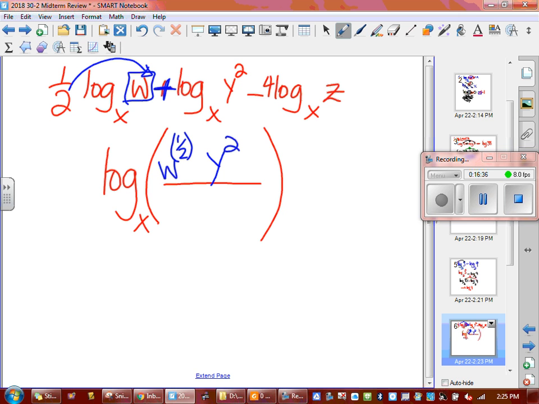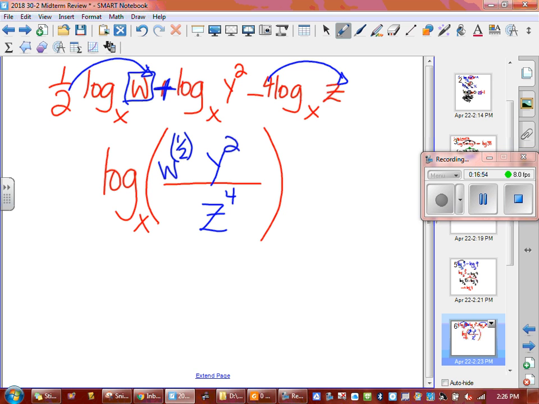The guy being subtracted is going to sit on the bottom, but he's got to take his 4 up on his exponent first. So z's going to the bottom because he's being subtracted. Z exponent 4. And that's as far as we can go. We can't go any further with that.